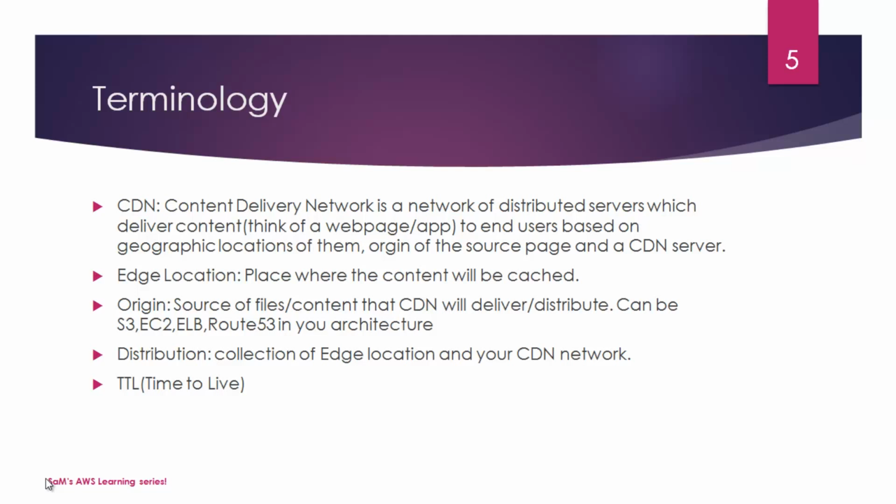And origin is the source of the file or web content that the CDN will deliver or distribute. This can be S3, EC2, ELB, Route 53 in your AWS architecture. So the origin of the web content or the web page can be S3, EC2, ELB, Route 53. And finally, distribution. Distribution is the name you give to your CDN network, which is the collection of all the edge locations.